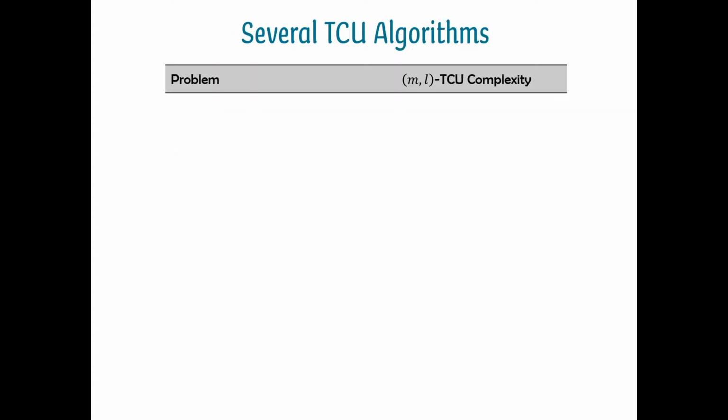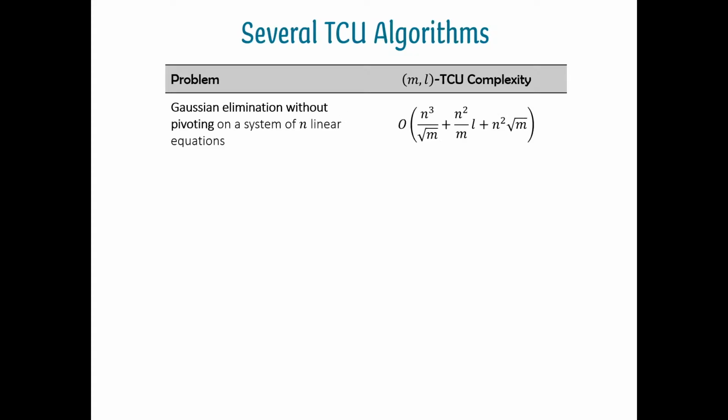There are several other TCU algorithms. I won't be talking about those here, but I will talk about other algorithms later. The first one is Gaussian elimination without pivoting on a system of n linear equations. What you can do is recursively reduce it to matrix multiplications of a small size, like Strassen's matrix multiplication. At the base case, you use this TCU, and as a result, you get this running time. Again, the speed up factor is square root of m here. Similarly, you can do transitive closure of an n-vertex graph. You get the same complexity.